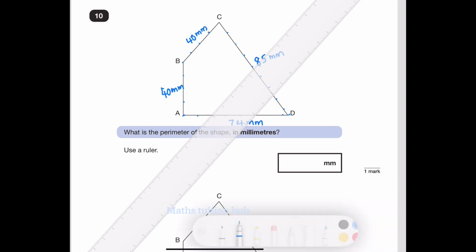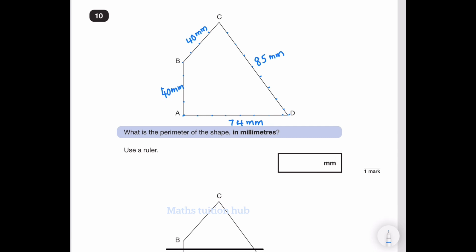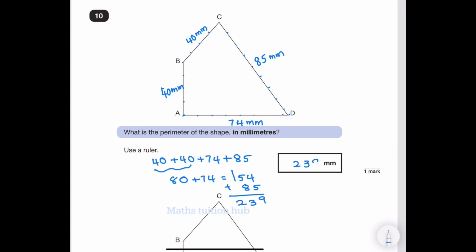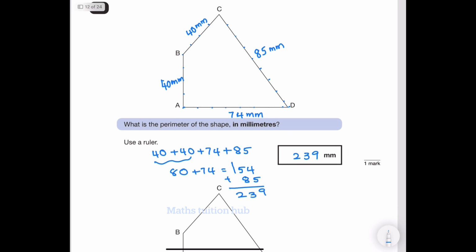So now to find the perimeter, we need to add all these lengths together. 40, add 40, add 74, add 85. So 40 add 40 is 80, and add 74 to it, which is 154, and then add 85 to it, which is 239 millimeters. The perimeter is 239 millimeters.